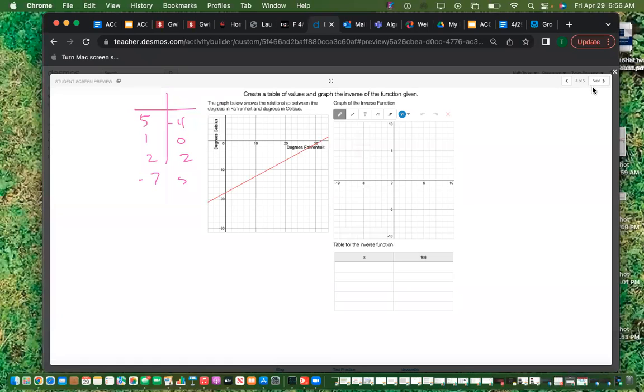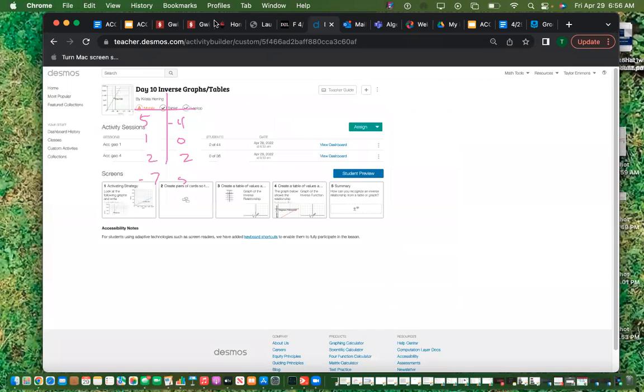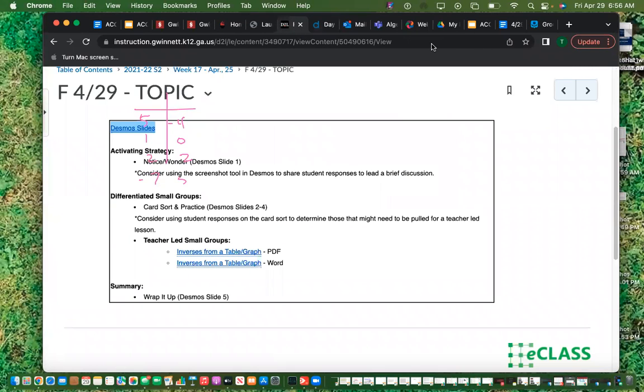On the next one, the graph below shows the relationship between degrees in Fahrenheit and degrees in Celsius. So graph the inverse. So again, you're going to pick a couple of points and you're going to switch your X and Y and then graph it here. Okay, so how can you recognize a relationship from a table or graph? So you're going to write out a summary right there.